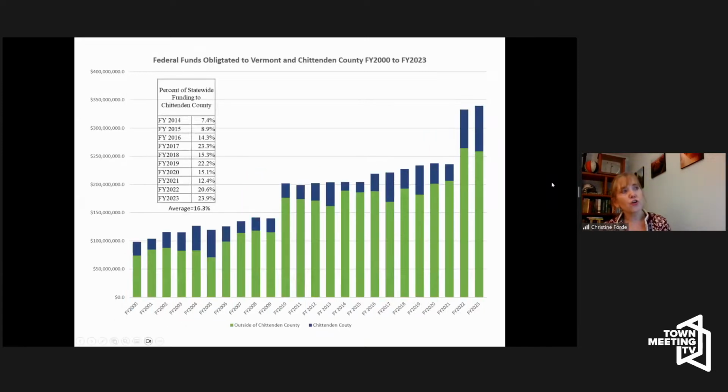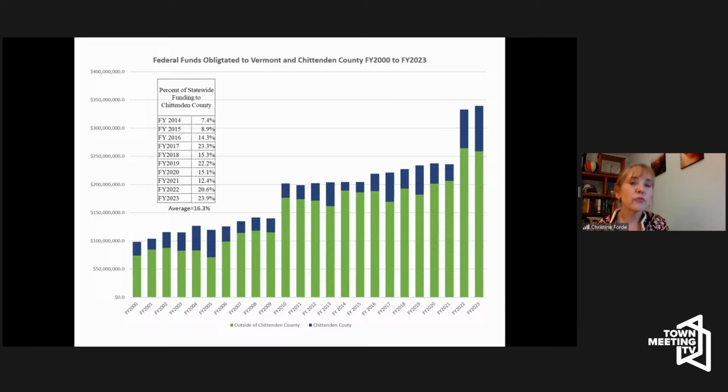But this chart shows the amount. This shows a longer time period, so you can really see the blue. This shows the amount that comes to Vermont and Chittenden County. So this gives that Vermont piece as well. And the overall bar is the amount that comes to the whole state, with the blue piece of it the amount that comes to Chittenden County.